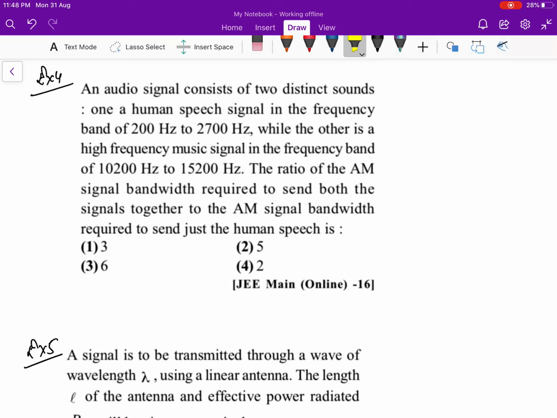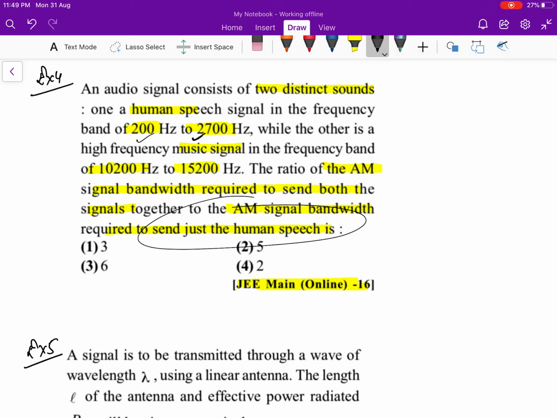Now this is a very special question from JEE Main Online 16 I am taking. See this question. An audio signal consists of two distinct sounds. You have two sounds. One is a human speech, which has a frequency from 200 to 2700 hertz. There is a music signal which occupies 10200 to 15200 hertz. The ratio of the AM signal bandwidth required to send both together to the AM signal required to just send the human speech. When you have to just send the human speech, you need this much.